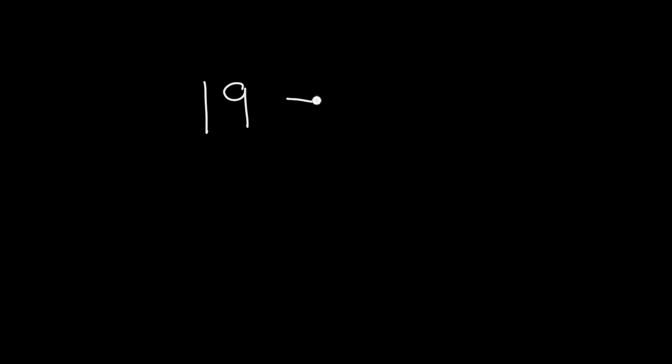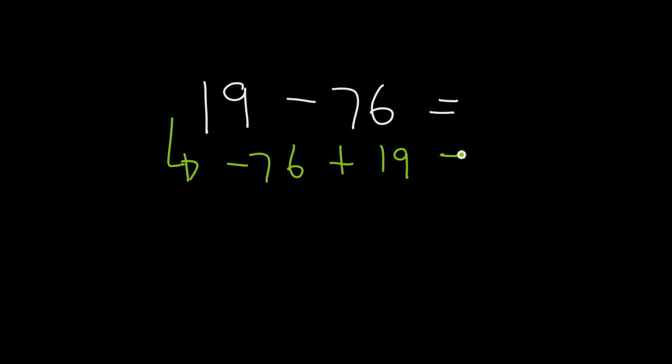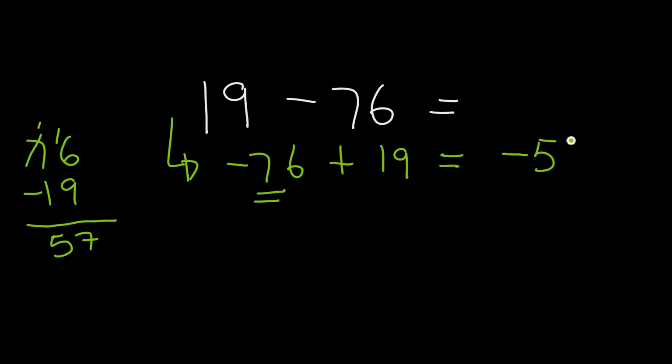For this example, 19 minus 76. By the way, let's say we are adding. This is the same as negative 76 plus 19. We will take the sign in front of 76, which is a negative sign. And now let's go ahead and subtract 19 from 76. Borrow from 7, 16 minus 9 is 7. 6 minus 1 is 5. The final result is negative 57.